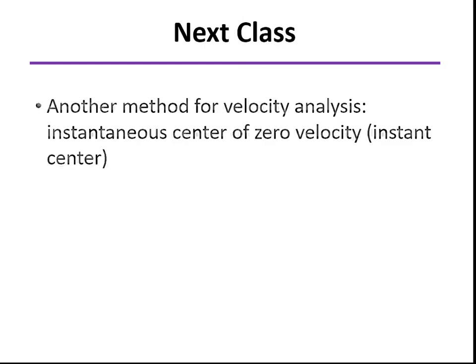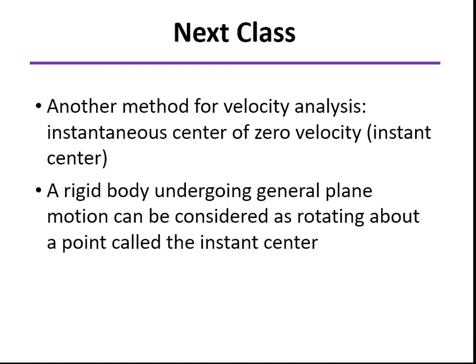Next time we'll look at one more method for doing the velocity analysis. Any member that's undergoing both translation and rotation, that is general plane motion, can be thought of as rotating about a single point. Now that point changes, that's why we call it the instantaneous center of zero velocity, or I like to call it the instant center for short. We'll get to that next time.